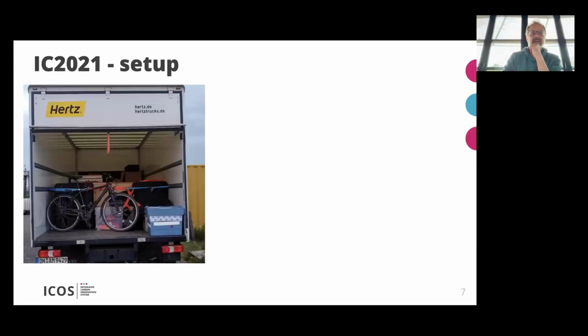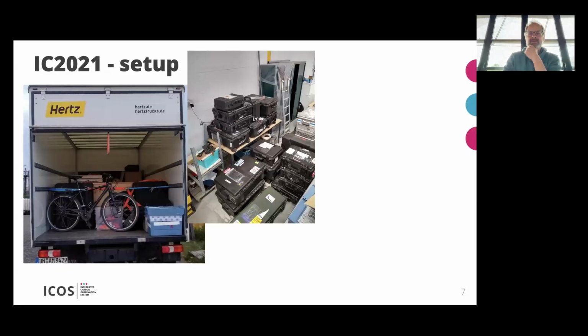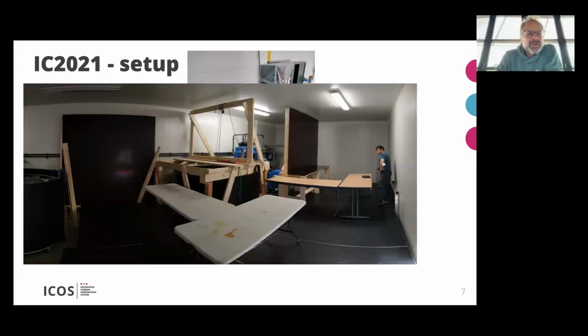And this is how it looked. Part of the instruments got sent to Kiel and fitted in one truck. The other part of the instruments was sent to Ostend. What would science be without black Pelican cases? And this is an impression of the room before we started putting in the instruments. Here under the wooden construction, you see the tank, and we built this frame to install all the submersible sensors.